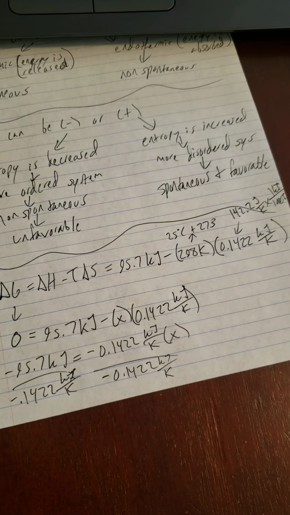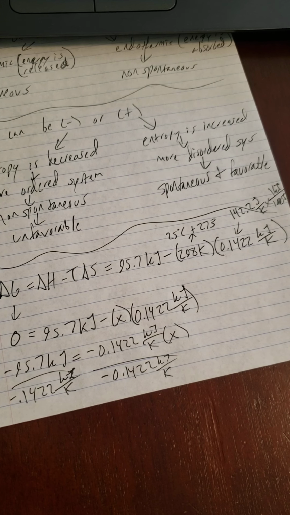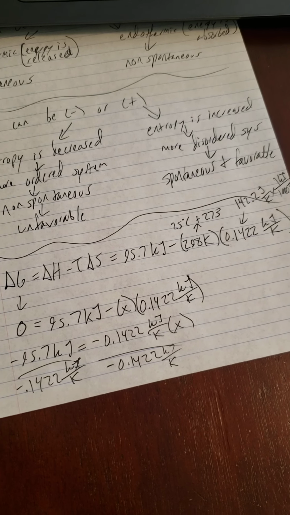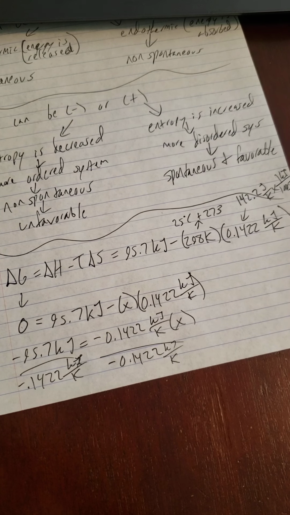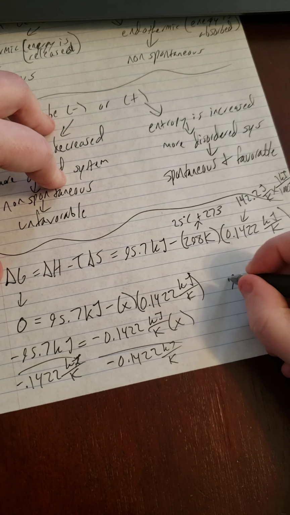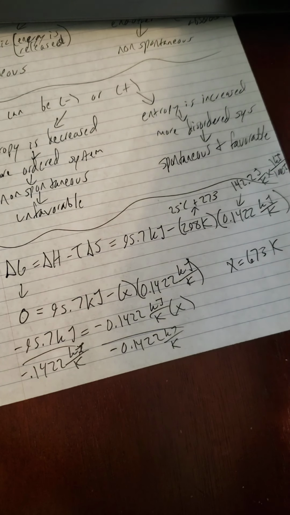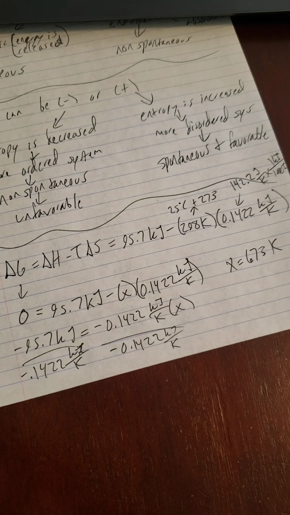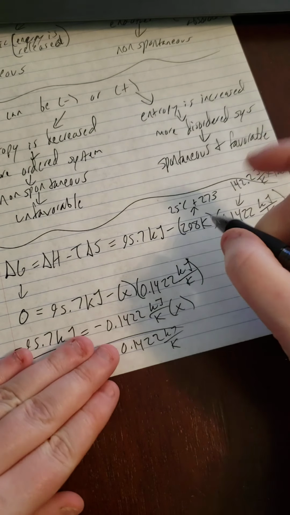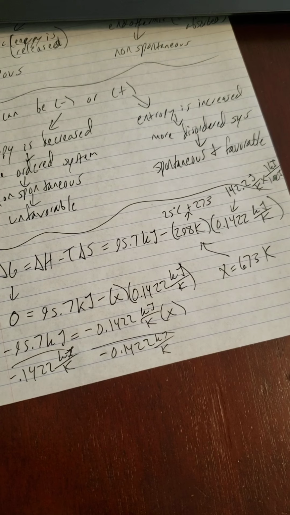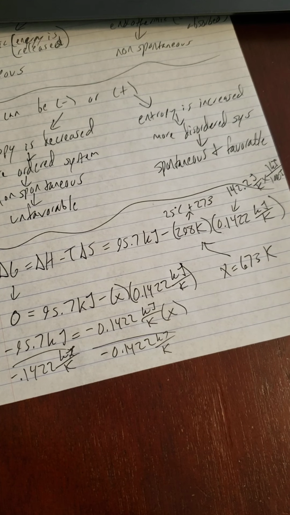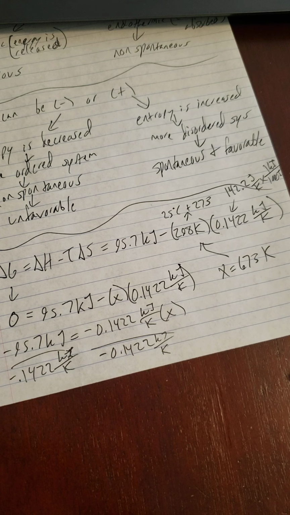So put that in your calculator. Negative 95.7 divided by negative 0.1422, and we get 673 Kelvin. X equals 673 Kelvin. And that is exactly what the slide says. You can check your work by plugging in 673 where 298 was before and seeing what you get. So if I take 95.7 minus 673 times 0.1422, I get a negative 6 times 10 to the negative 4th.